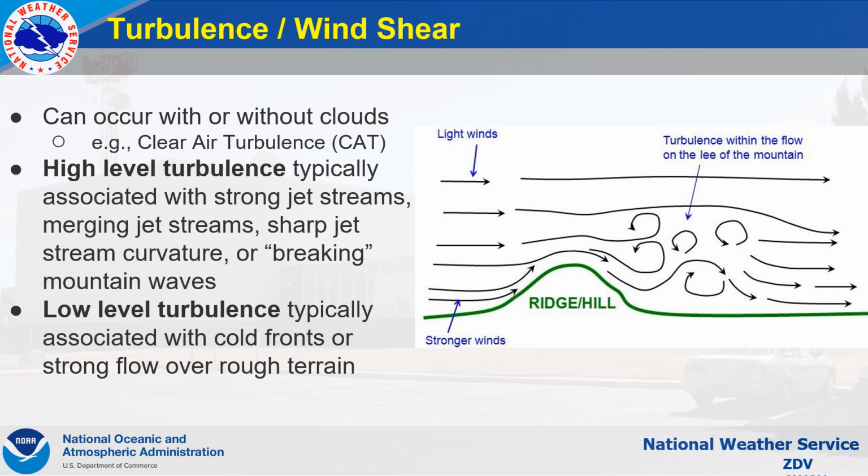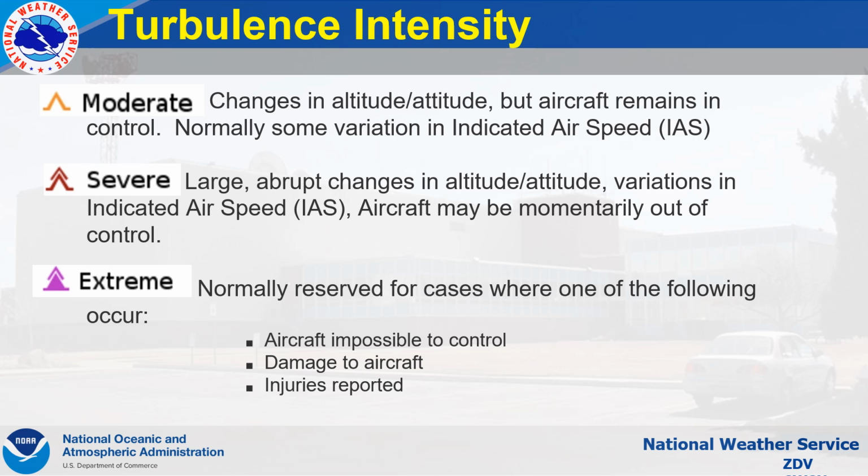As winds blow from left to right on that image there, it impacts the mountains, gets forced up and then back down, and then you have a whole mess of air moving in all directions, which can result in that low-level turbulence. And here's a look at the different turbulence intensity from moderate, severe to extreme. Remember, as a controller, you are required to solicit PIREPs in the presence of moderate turbulence or greater, or the forecast of moderate turbulence or greater.